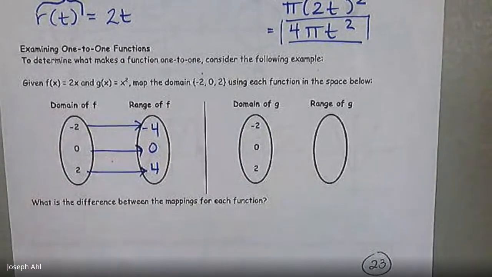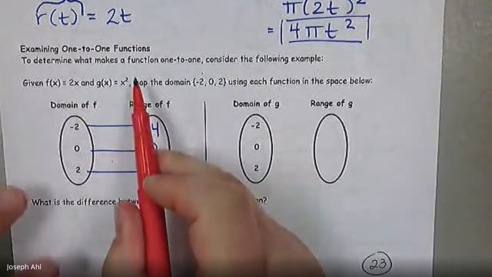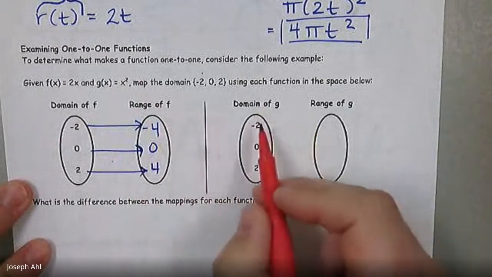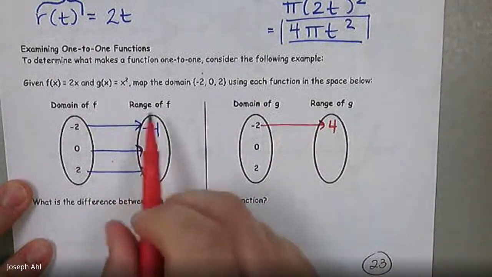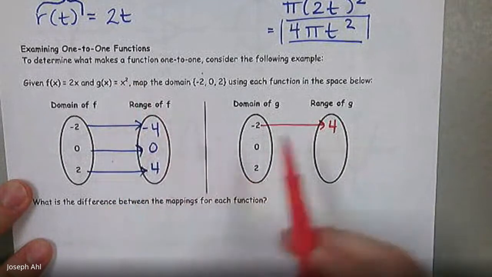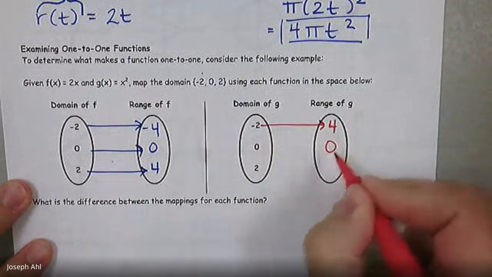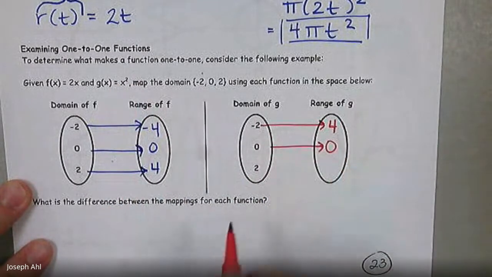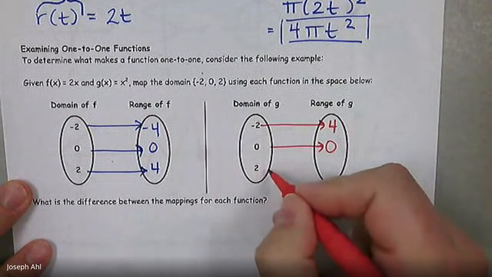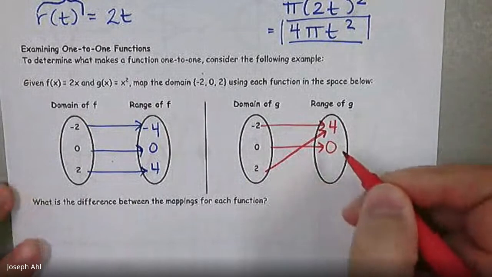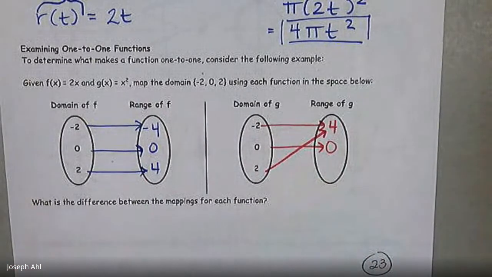Now on the other side, where we have the function g, if g of x is defined as the function x squared, -2 squared is 4, right? Make sure you put parentheses around your -2 before we square it. 0 squared is 0. And finally, the last input for the domain of g, 2 squared. It's not a new range value. It's not a new output. 2 squared is 4 again. So that's the connection. That's the mapping I would draw for that last case.